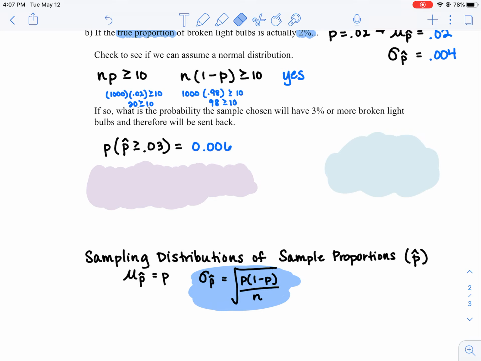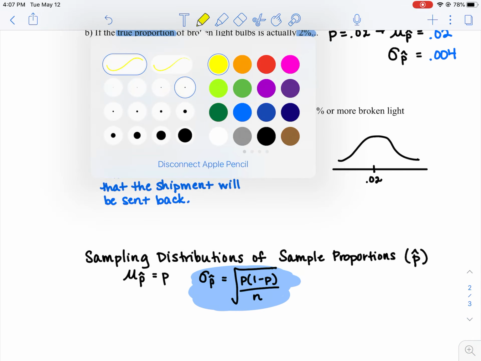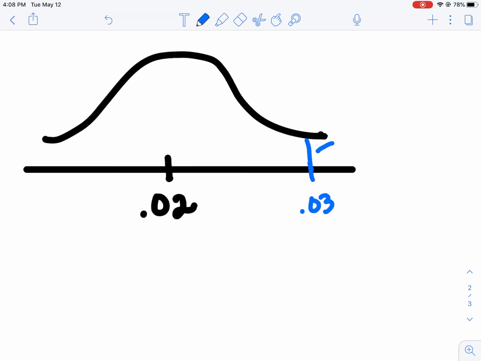Take a minute to state what you think that means about the probability that he's going to send his shipment back based on that. And there is a very small chance, 0.6%, less than a 1% chance that it would be sent back if the true mean was 0.02 and the standard deviation was 0.004. That means like 0.03 is going to be way over here.